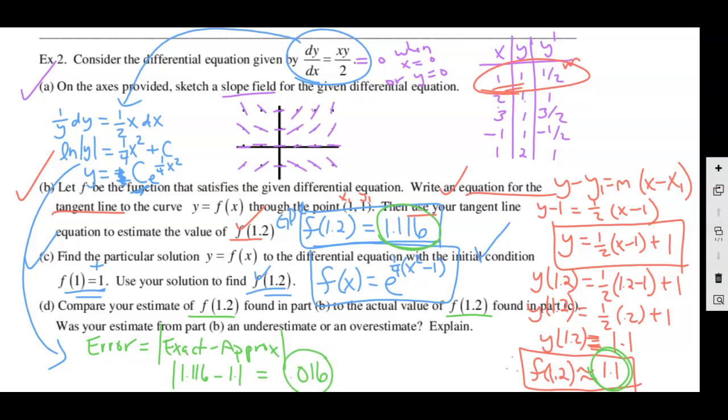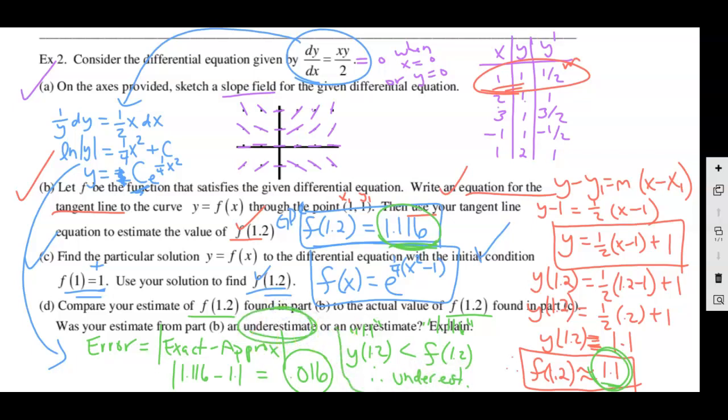There's my error. And then did we have an under or an over? Well, the exact, I guess we should say, which one was bigger? Here was the exact value. Here was the approximation. It looks like the approximation was too small, right? Y of 1.2, that was my 1.1, was less than F of 1.2 because that was your 1.116. Therefore, we had an under estimation, or we had an under approximation.